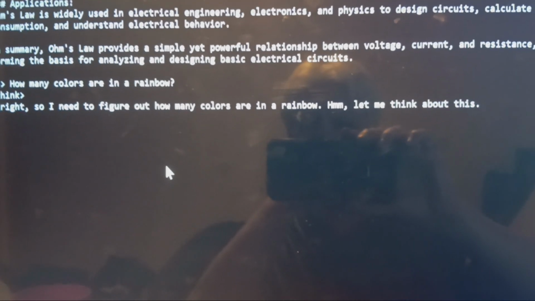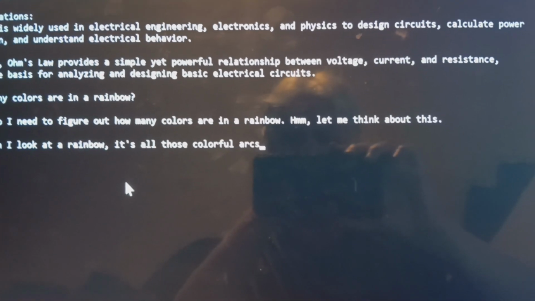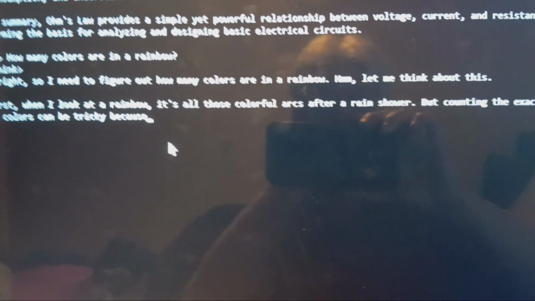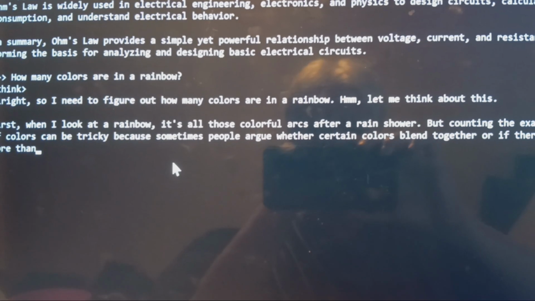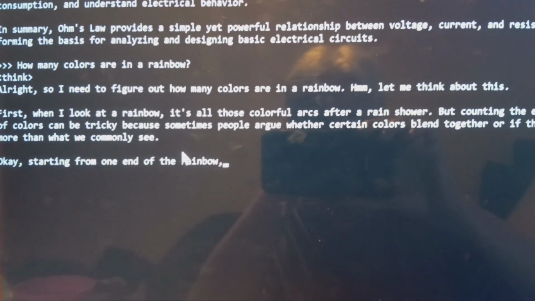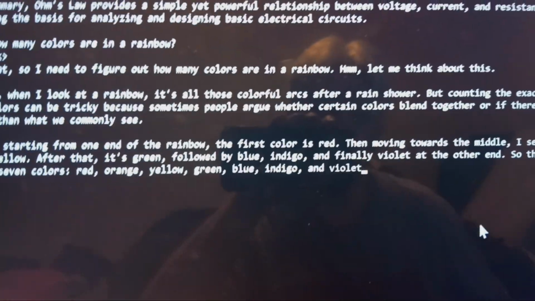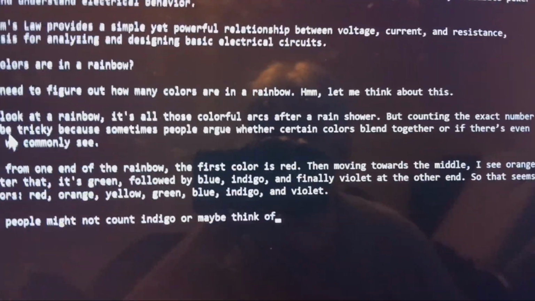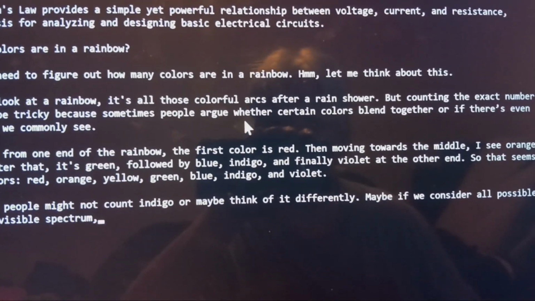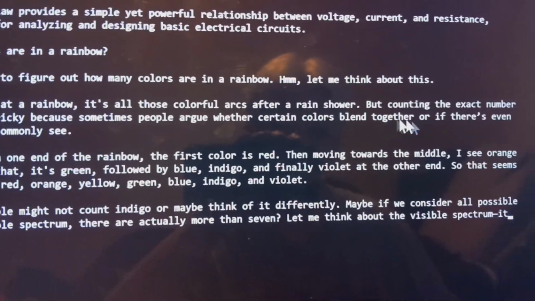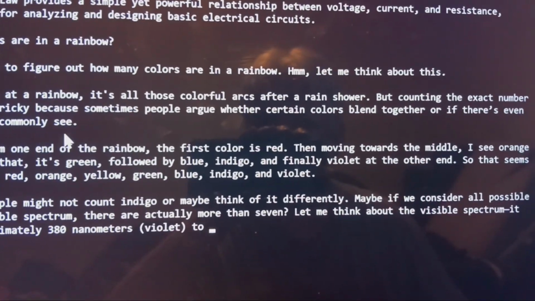So it says that he needs to figure out how many colors are in a rainbow. Let me think about this. Now see, this is DeepSeek. This is what it does. It thinks. It actually evaluates the question before it answers. So it says, first, when I look at a rainbow, it's all those colorful arcs after a rain shower, but counting the exact number of colors can be tricky because sometimes people argue whether certain colors blend together or if there's even more than what we commonly see. Okay, so it goes on talking about the possibility of a whole lot of colors.